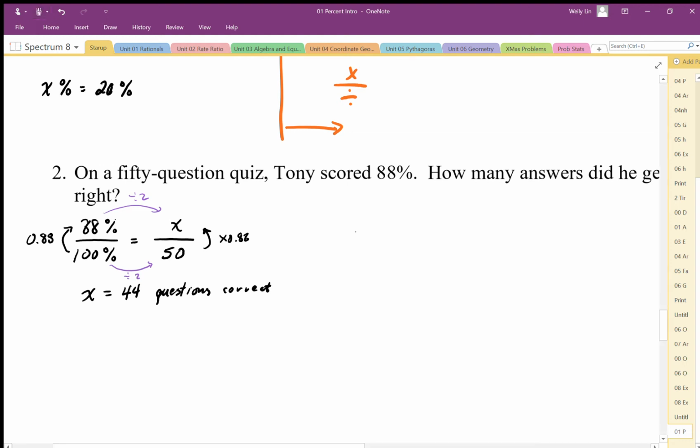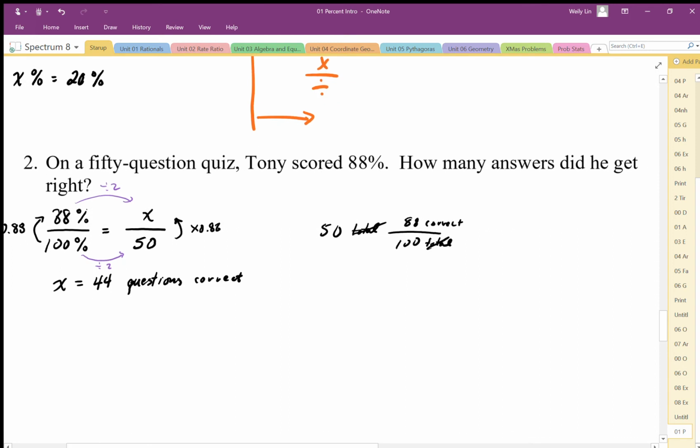Okay, so we have 50 total, and we have 88 correct out of 100 total. We know that those units cancel out, times on top, divide on bottom, so 50 times 88 is going to give us 4,400. Okay, and we divide by 100, we get 44 correct.